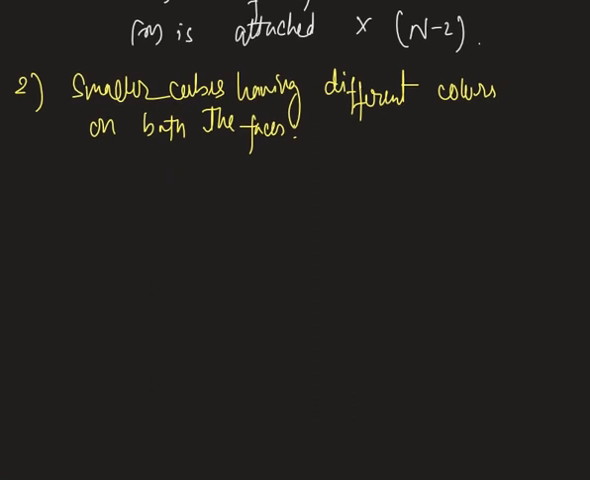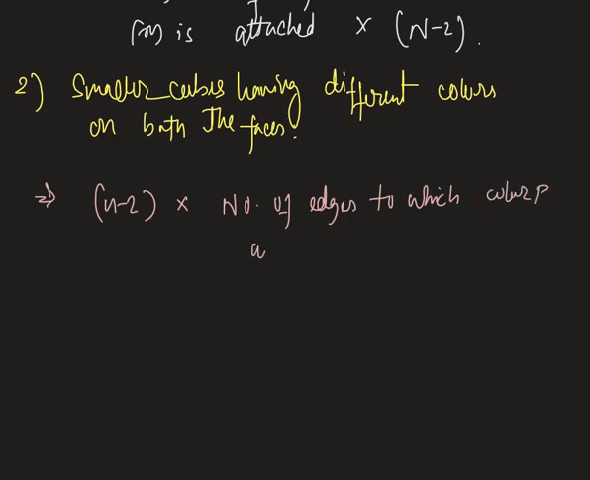and the number of smaller cubes having two faces painted with a color P on one surface and another color Q on another surface is equal to (n minus 2) multiplied by the number of edges to which colors P and Q are attached together. Okay.